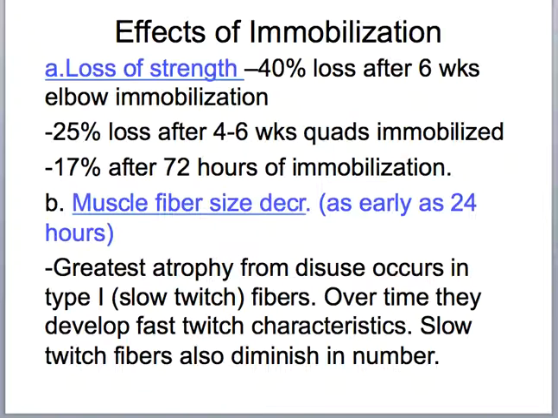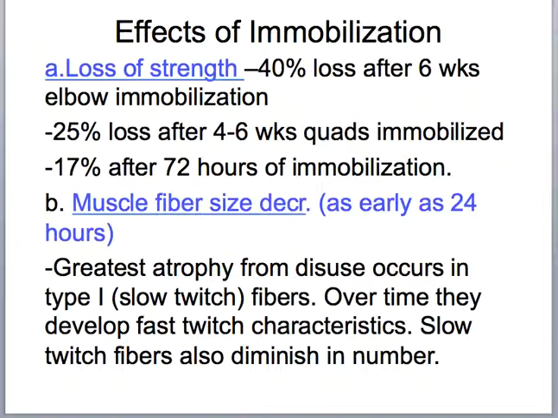B is we have a decrease in muscle fiber size as early as 24 hours. The greatest atrophy from disuse occurs in the slow twitch fibers first. And over time, they'll develop fast twitch characteristics. The slow twitch fibers will also decrease in number.